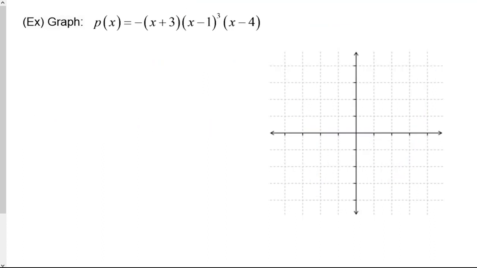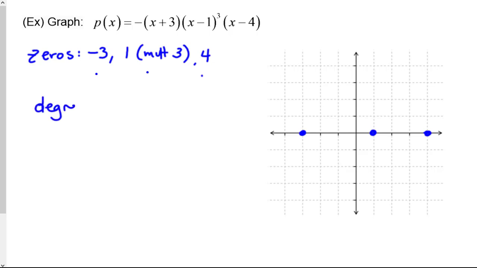All right, here's another example. So my zeros, I've got negative 3, positive 1, but it's multiplicity 3, and positive 4. So negative 3, positive 1, and positive 4. So this is 1, this is 3 more zeros, that's 4 total, and that's 5. So my degree is 5, which is odd.